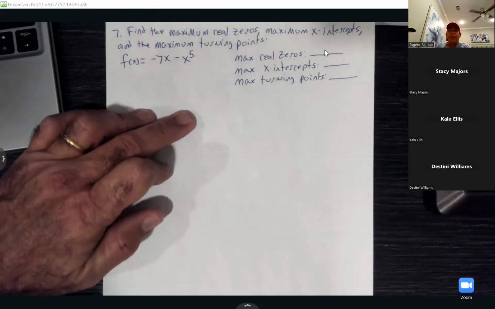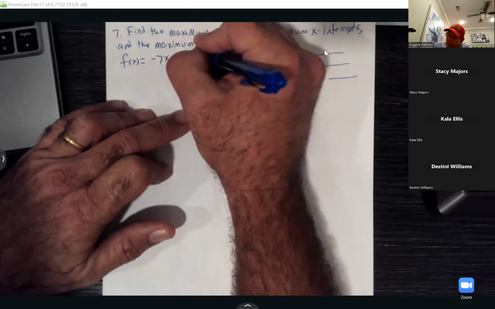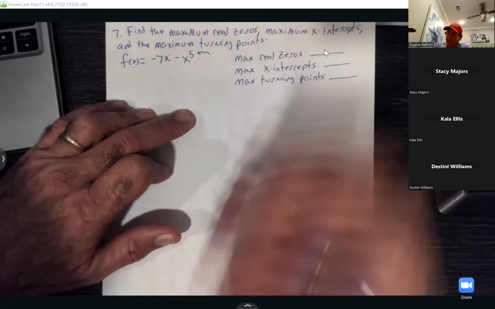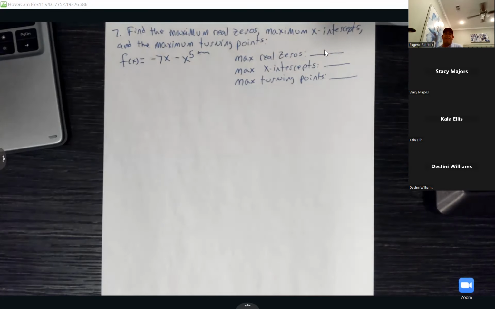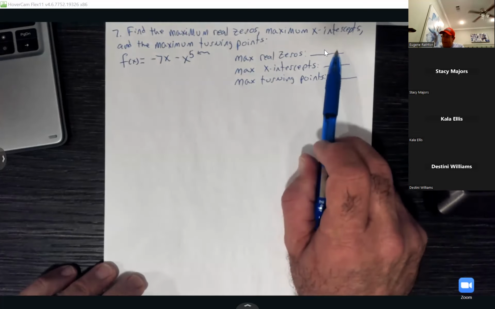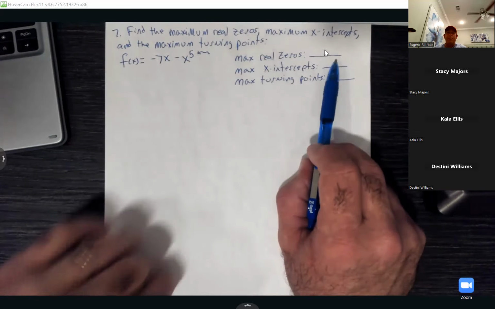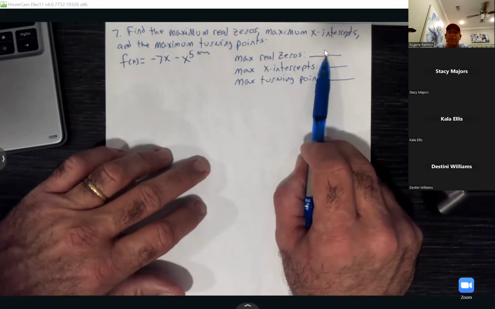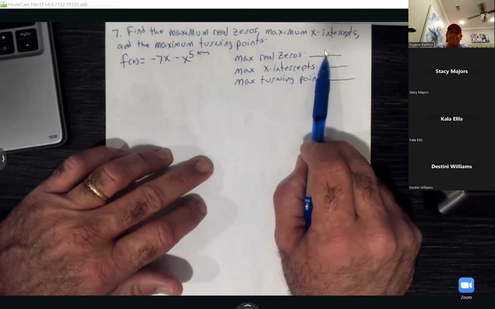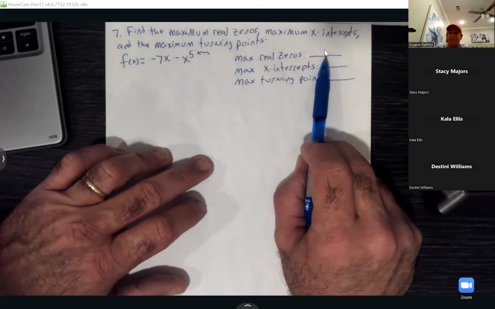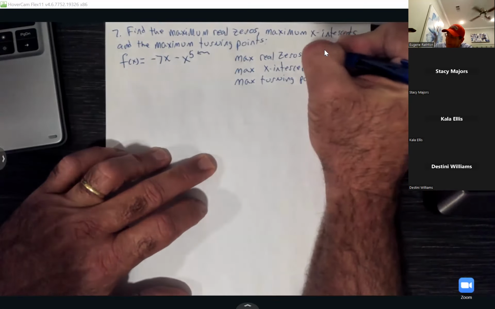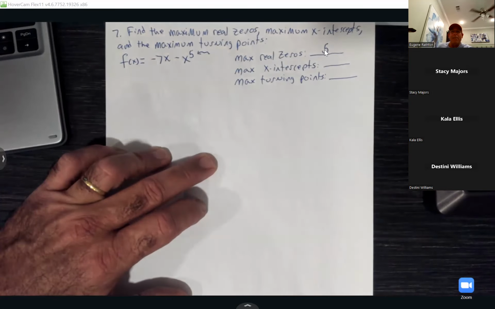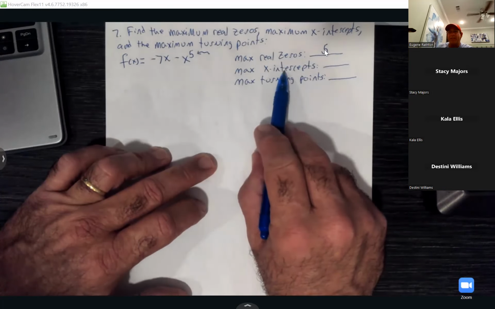So y'all, for this one, I looked at the degree. The degree of this is a 5. So since the degree is a 5, what would y'all put in these 3 blanks? What is the maximum number of real zeros? 5. All righty. How about the maximum number of x-intercepts?